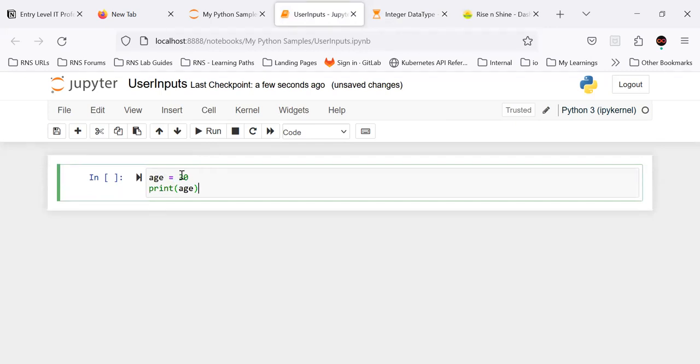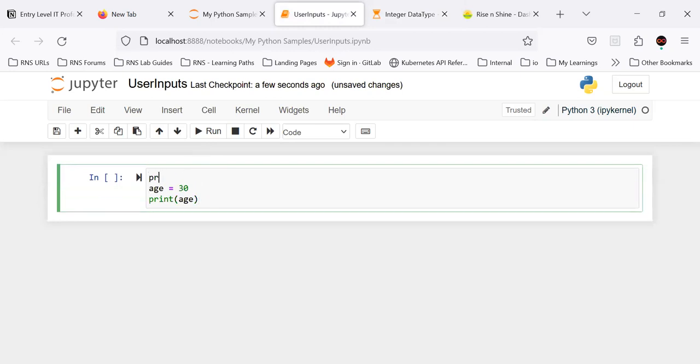Here we have hard coded, but instead of hard coding, what we need to do is ask the user for input. Let me define that. Print, enter your age. This is the line we are expecting. Then the user has to enter his age. Instead of hard coding here, we need to take it from the user. The built-in function available to take user input is the input function.